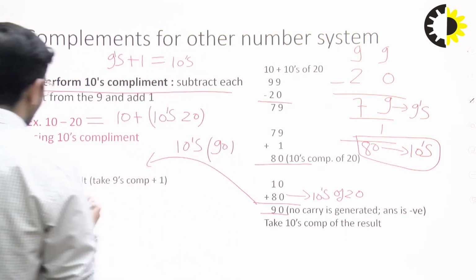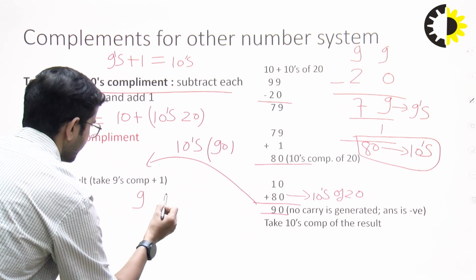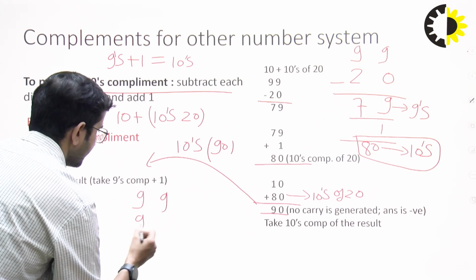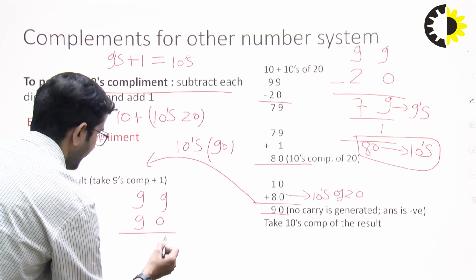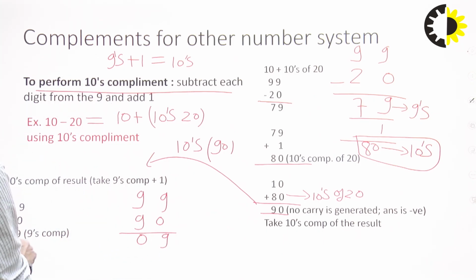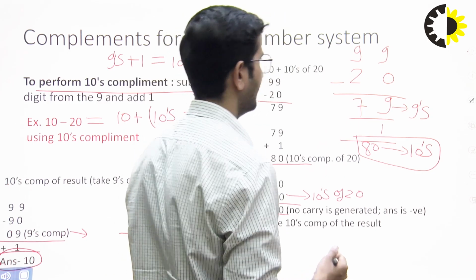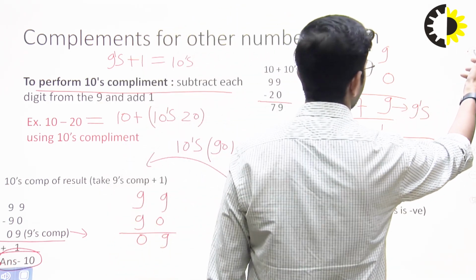To perform the 10's complement, first we subtract each digit from 99. 9 minus 0 is 9, 9 minus 9 is 0, so we get 09. This is the 9's complement. To get the 10's complement, we add 1. So the answer is minus 10. So 10 minus 20 is minus 10, and we get the same result by performing the 10's complement.